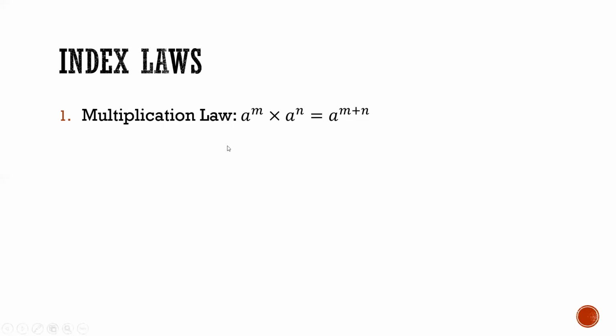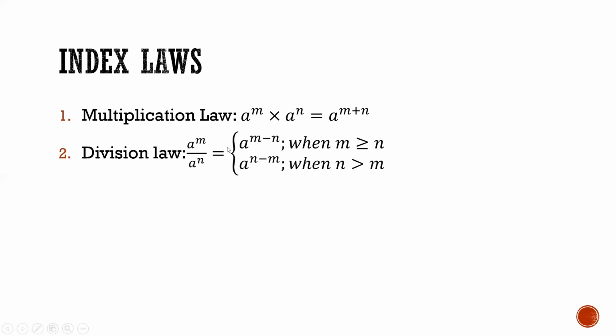The second formula or second law is the division law. Here a to the power m divided by a to the power n. Here we have two cases: if m is greater than n, or actually m is less than n. If m is greater than n, we have to write a to the power m minus n, and if n is greater than m, we have to write a to the power n minus m.